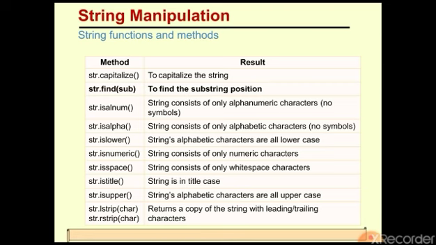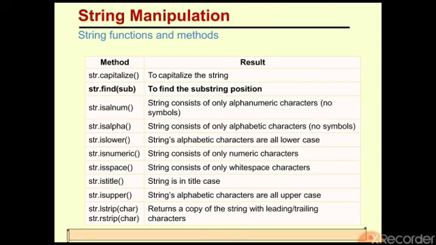Now istitle checks whether the string is in title case. Title case means that the first character of every word will be capital. That is known as title case. Now isupper is used to check whether all the string's alphabets are in uppercase or not. Then lstrip. Lstrip means leading strip. It returns a copy of the string with leading characters removed. What does lstrip(chars) mean?